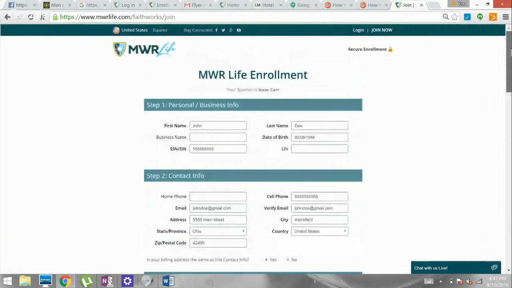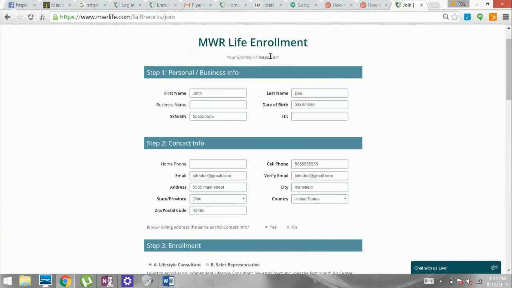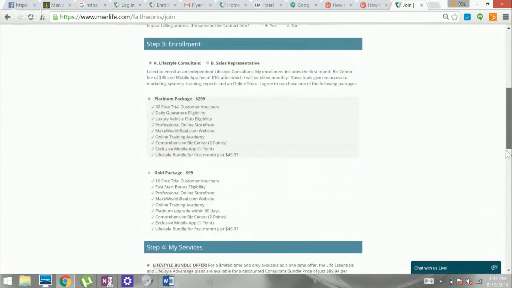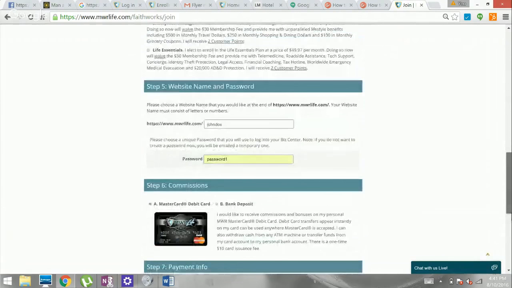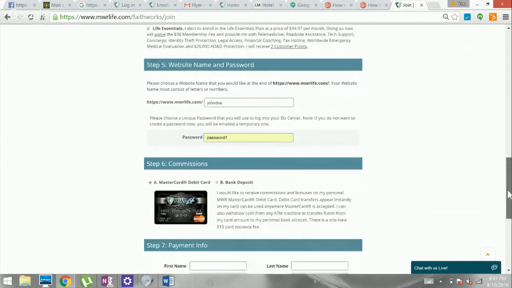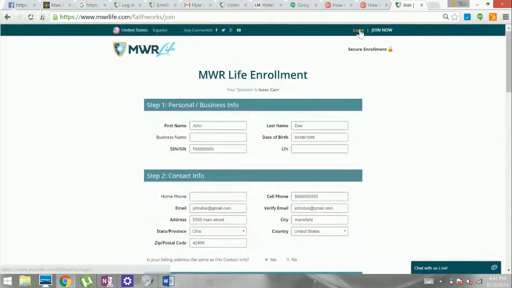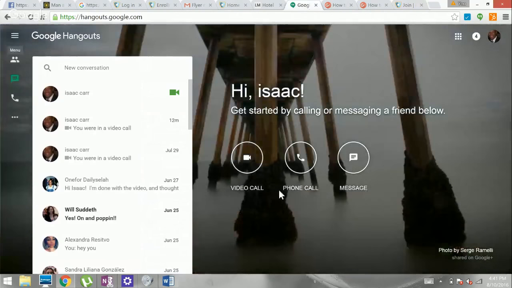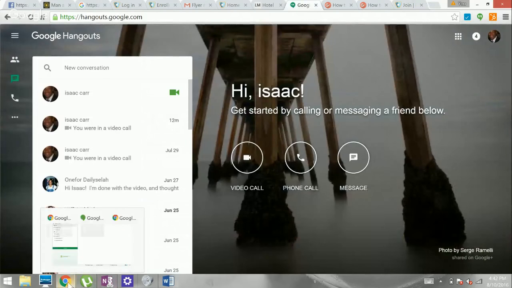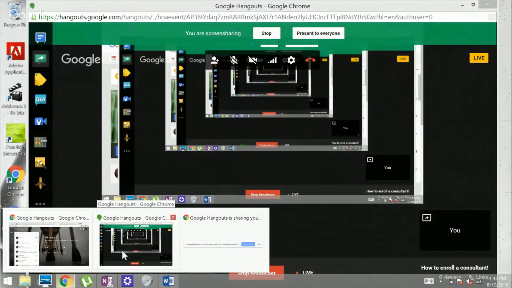So that's as simple as how you enroll someone in your business as a consultant, not as a customer, but as a consultant. Again, remember, you want to make sure that your name is here, and you want to make sure that you do all this stuff correctly, but it's very, very simple. But again, you don't want to be logged in. You want to go to your website, click on join now, and the rest is pretty much self-explanatory. So that's that.